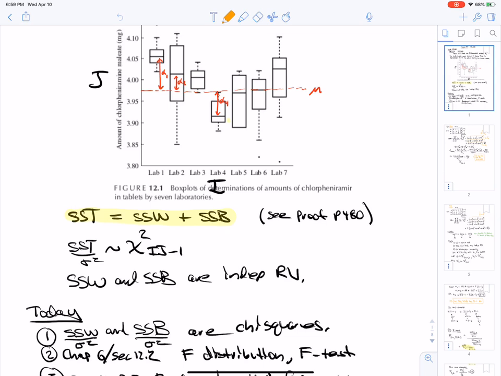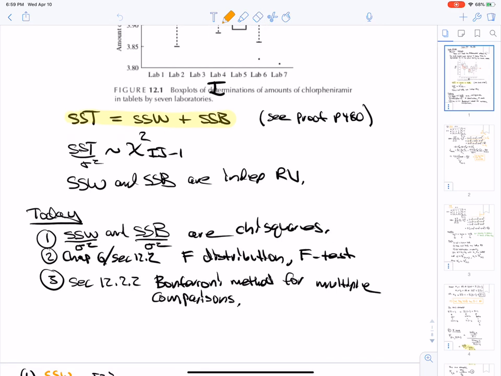these divided by sigma squared is a chi-squared of various degrees of freedom. So last time we showed that SST over sigma squared is a chi-squared with IJ minus 1 degrees of freedom. We also showed that SSW and SSB are independent random variables. So today we're going to show that SSW and SSB over sigma squared are chi-squares, and we'll review the F distribution and F test, and then we'll introduce the Bonferroni method for multiple comparisons.